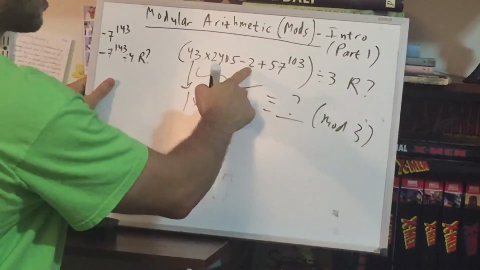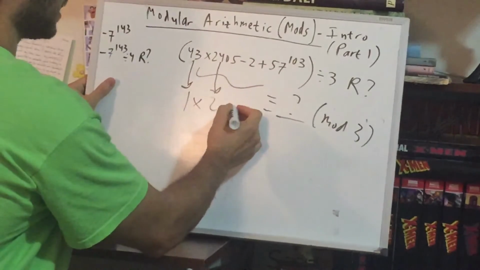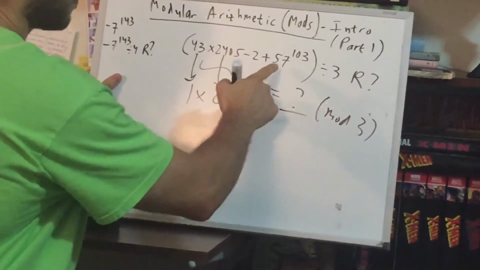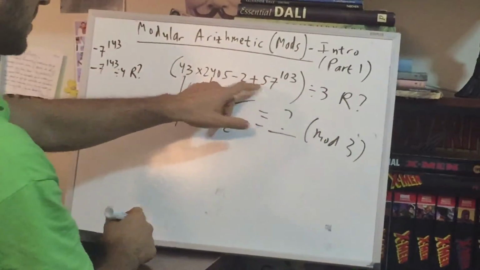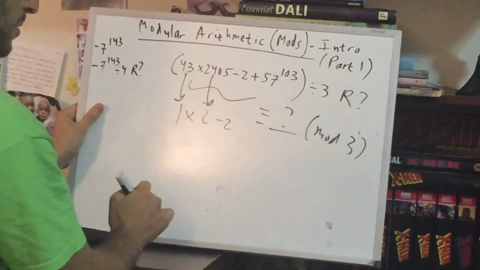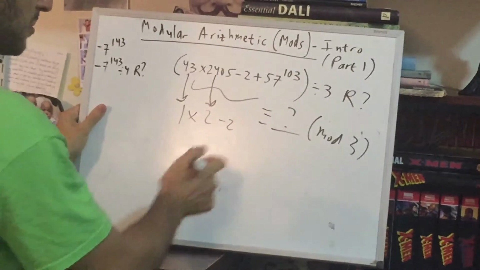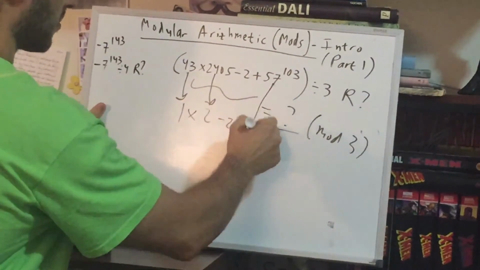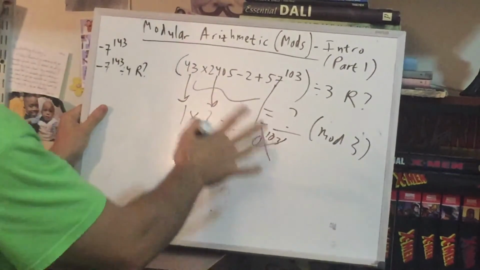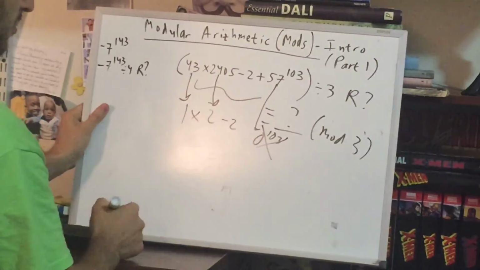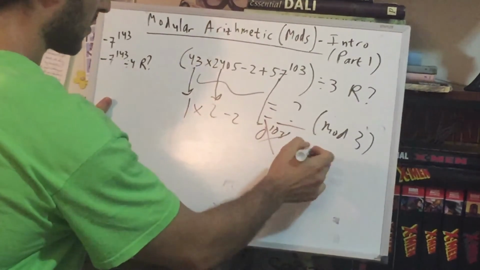What is a 2 mod 3? Well, we're just going to leave it. That's already simple. 57. Of all these terms, this looks like the scariest. What's 57 divided by 3? The remainder is 0. So this is 0 to the 103rd. So that's garbage. So actually the problem becomes 1 times 2 minus 2, which is 0.